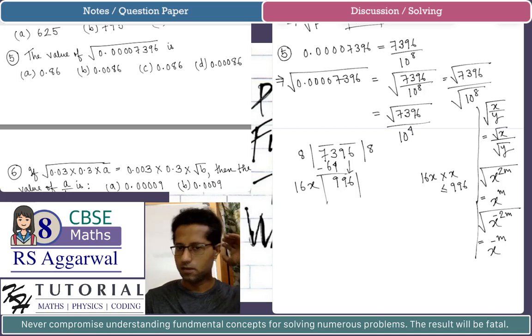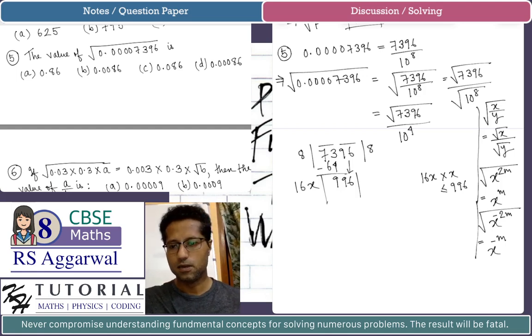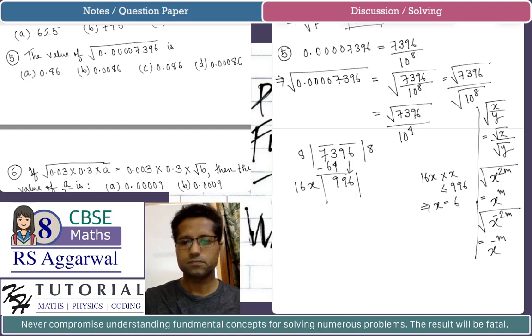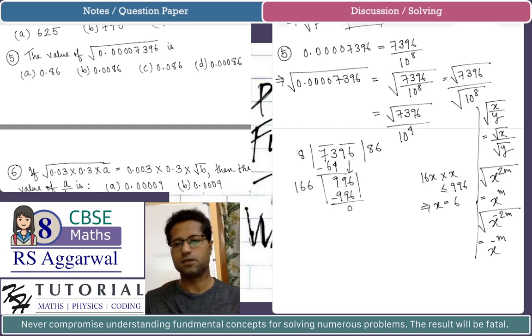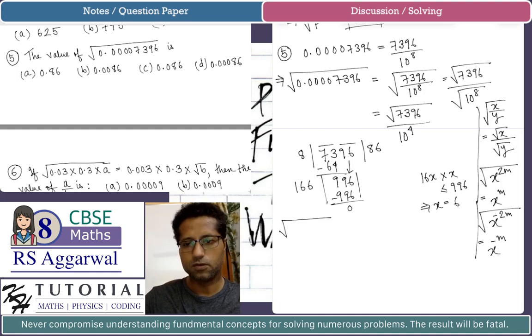The maximum value of x which is a digit such that the 3-digit number 16x multiplied by x is less than or equal to 996, and this implies what can x be? I think x will be equal to 6. So we write 6 over here. We add 6 to the divisor, and 166 multiplied by 6 is 996. The remainder is 0, and there are no more periods left. So the square root of 7396 is equal to 86.